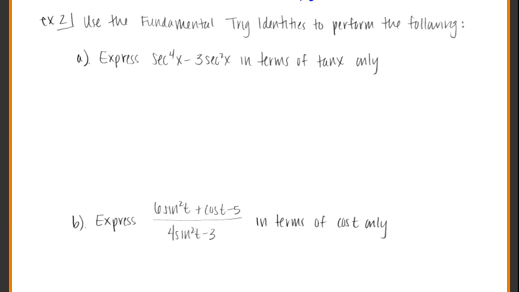And this problem is leading us up in baby steps here. We have secant to the 4th x minus 3 secant squared x. What I want to do is take away these secants, and leave it to where all I have left are tangent squareds, or any kind of power, but I just want tangents in there. I don't want secants, I don't want cosines or sines, I just want to leave tangents behind.